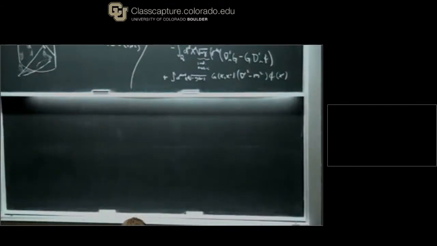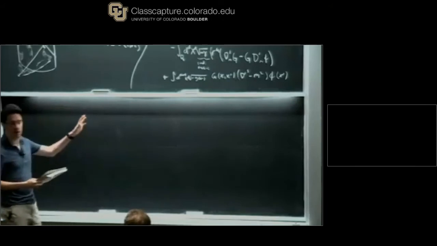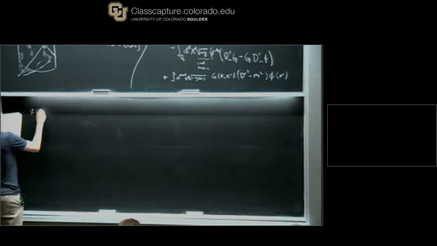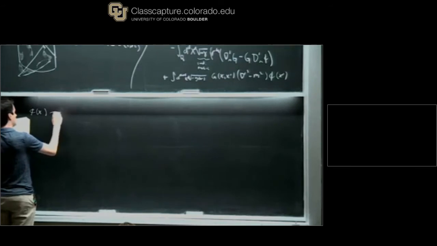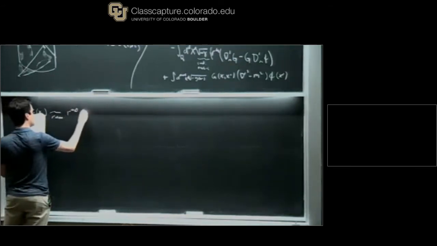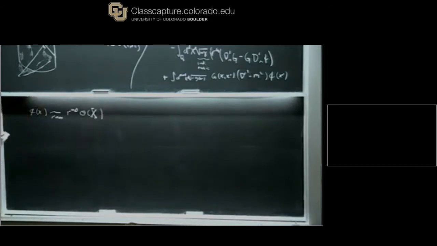Now, I can simplify this by using the asymptotic forms of phi and g. The boundary term I can simplify, right? So phi of x, well, we already know what phi of x does, right? As r goes to infinity, it just becomes r to the minus delta times O of big X. Okay?